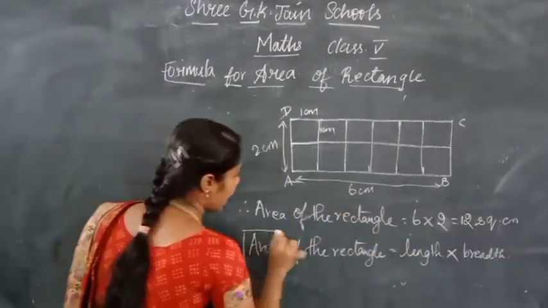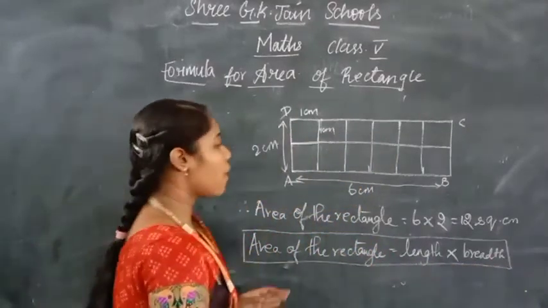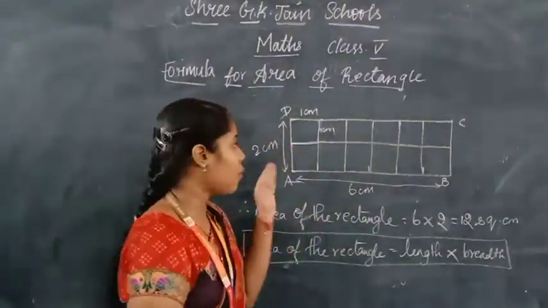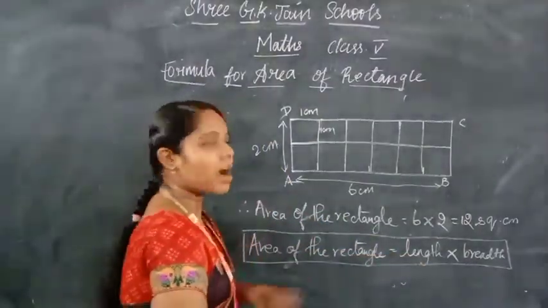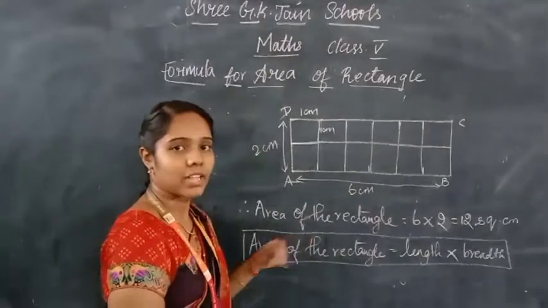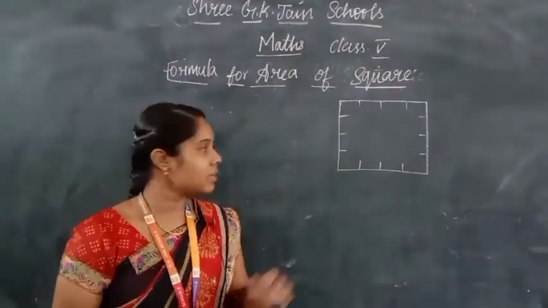Okay, so area of a rectangle is equal to, what is the formula? Length into breadth. So if you multiply length and breadth of a rectangle, you will get the area of the rectangle. Understood children? Yes. We are going to find the formula for area of a square.